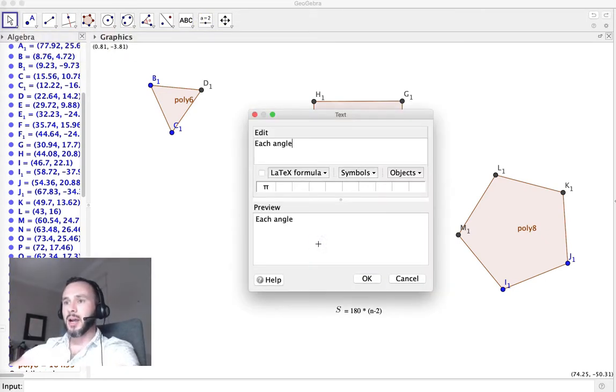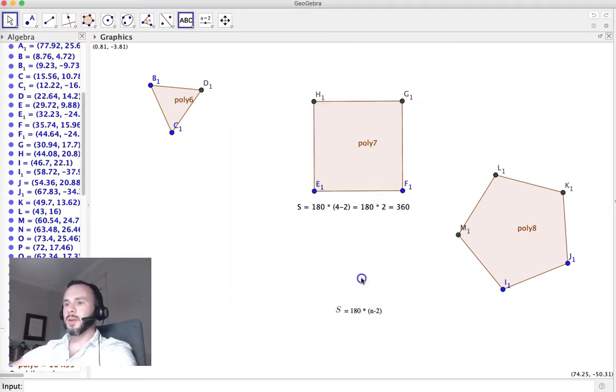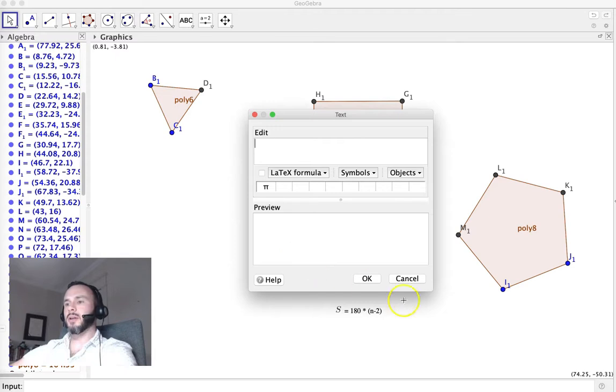So then each angle equals 360 divided by 4, which equals 90. That's how we get that 90 right there, okay? So let's move on to this one down here, the Pentagon, okay?